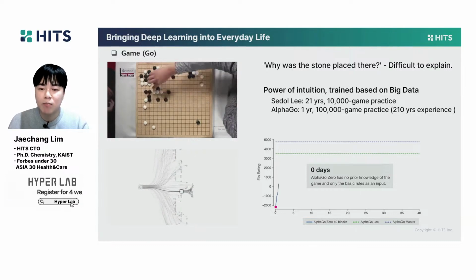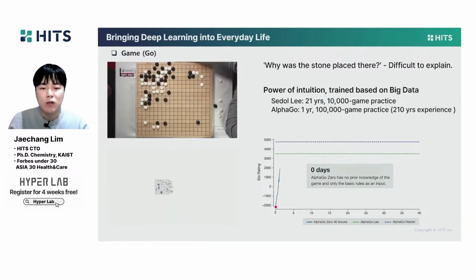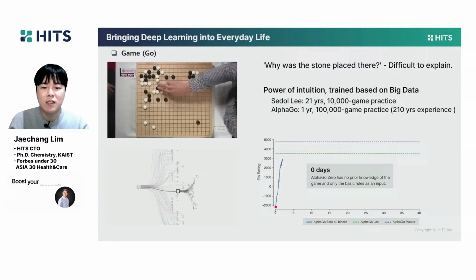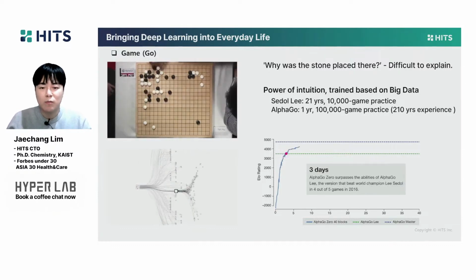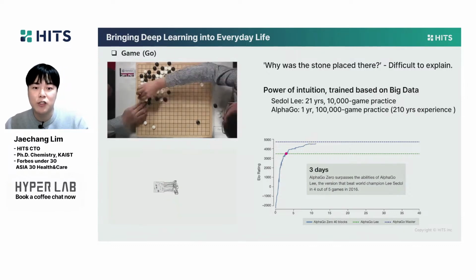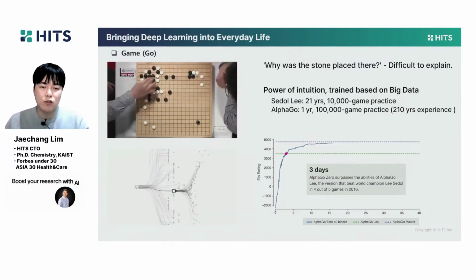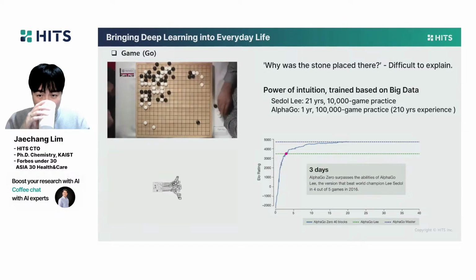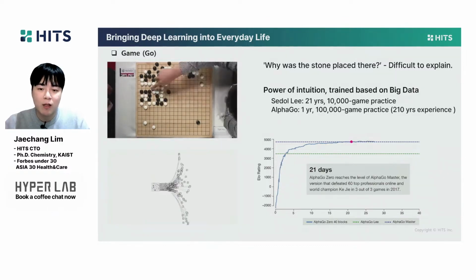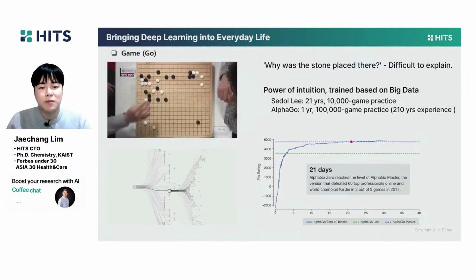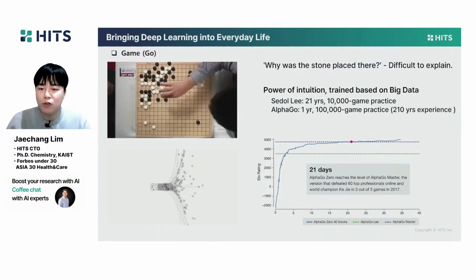So the same principle also applies to Go. Go can be seen as a problem of probabilistically predicting where to place the next move after the first move. Humans also rely on intuition when playing Go, and deep learning develops such intuition by learning from numerous data.